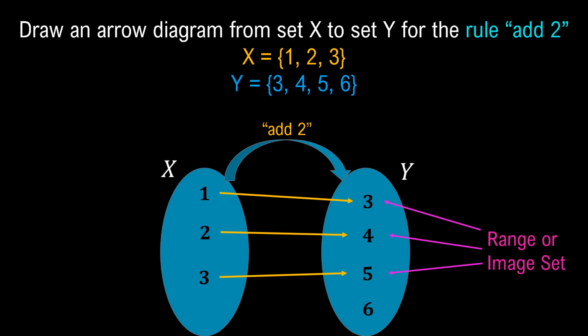Remember, the range are all the elements that came out of the function. And these are the elements that have the arrow pointing to them in the codomain. So it means that the range is a subset of the codomain.